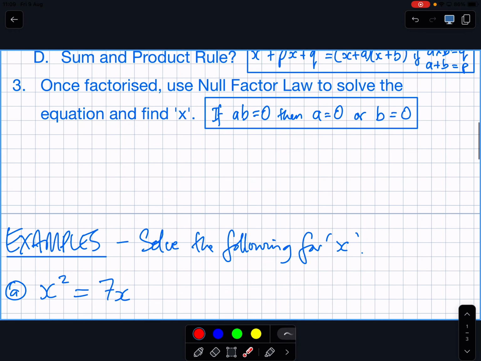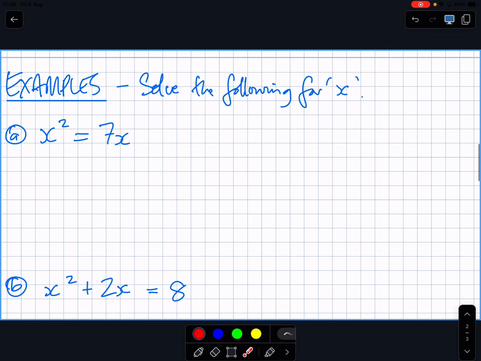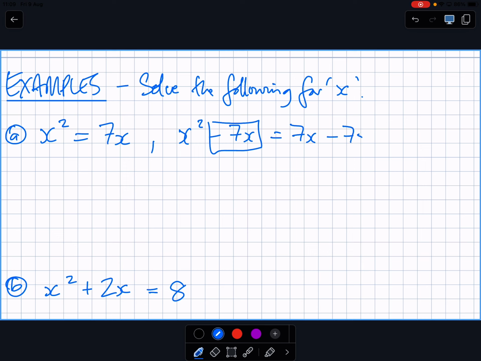Step 1 was make sure the right-hand side is equal to 0. Does the right-hand side of this equal 0 right now? It doesn't. It's equal to 7x. What could I do to get rid of this positive 7x? What's the opposite of adding 7x to something? Taking. So if I took 7x from both sides, x squared take 7x in a brick equals 7x take 7x in a brick to show that it's balanced. That goes away. You're going to have x squared take 7x is equal to nothing. That was the first step. That was step 1. If not already, rearrange so the right-hand side equals 0.